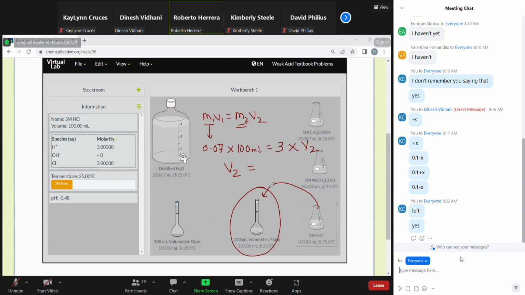2.33 repeating. So it's 7/3, that means around 2.3. That's what you're saying? Yes, Professor. Okay, so 2.3 mils I should be adding into that. Okay, I will just add 2.3 mils.